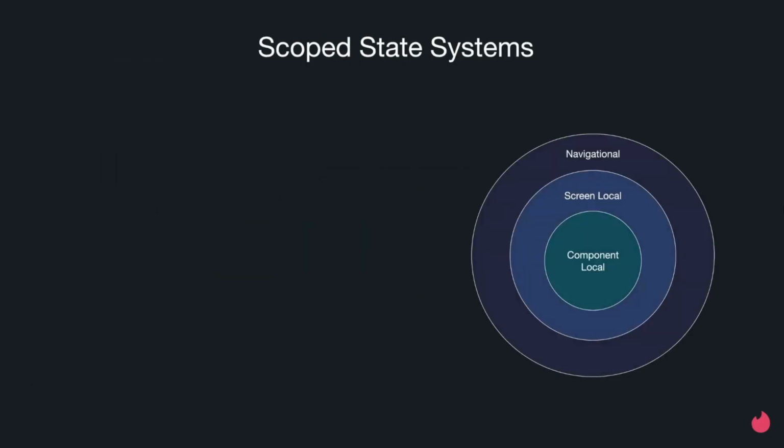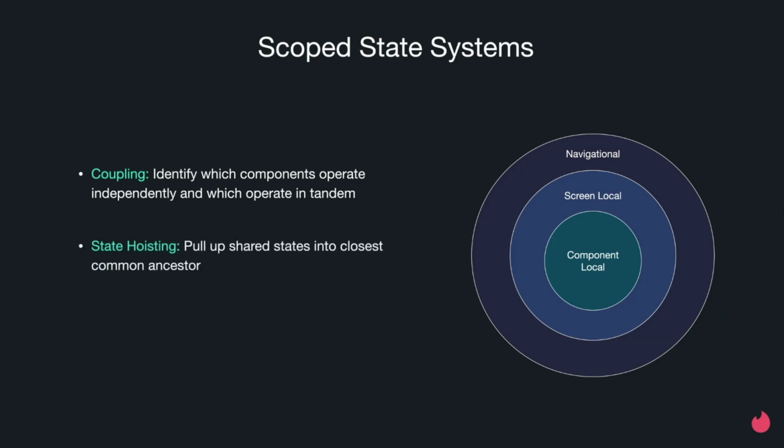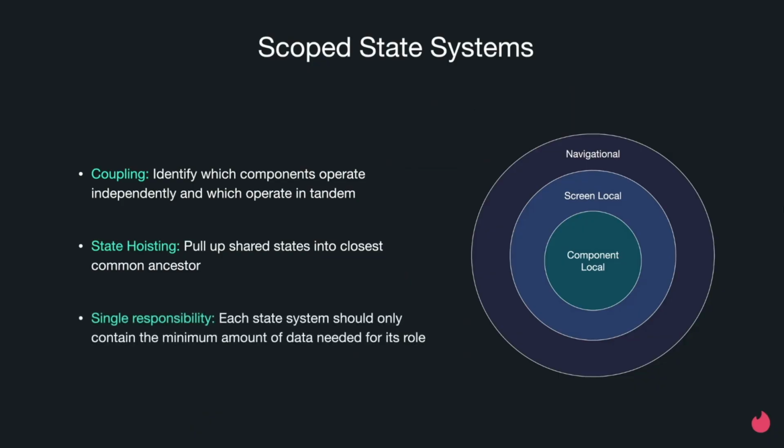In order to start scoping states that get too large or complex, first, identify which components operate independently and which operate in tandem. Second, pull up shared state into the closest common ancestor. And lastly, each state system should only contain the minimum amount of data needed for its role. Taking the sample app as an example, let's start examining from the lowest layer up.